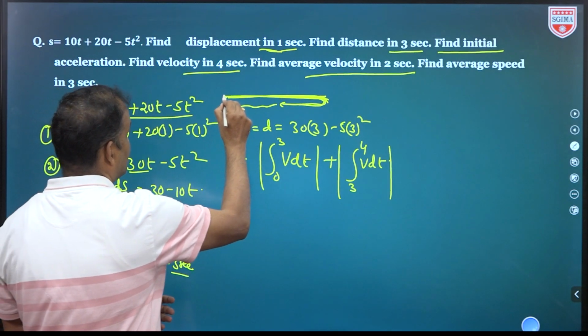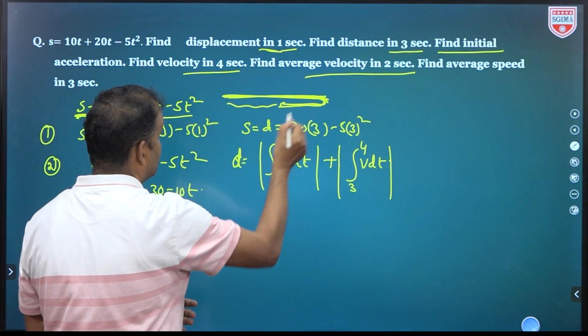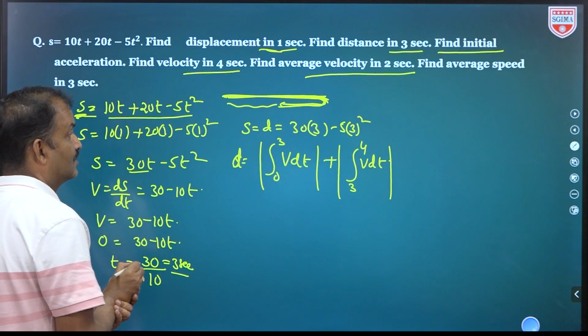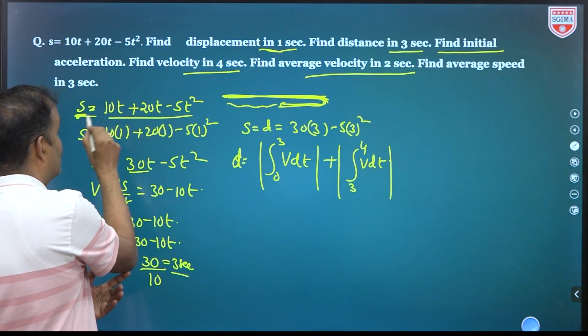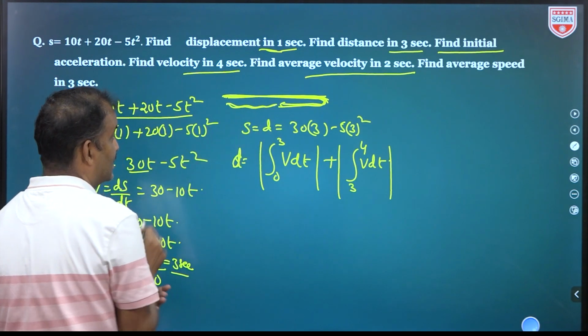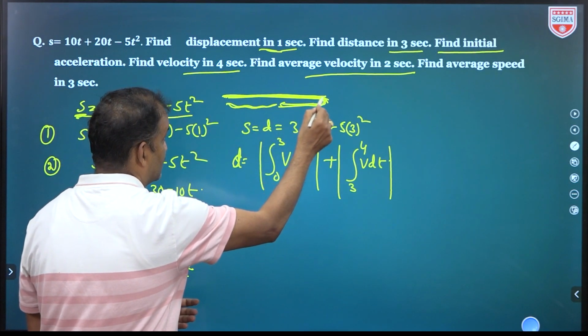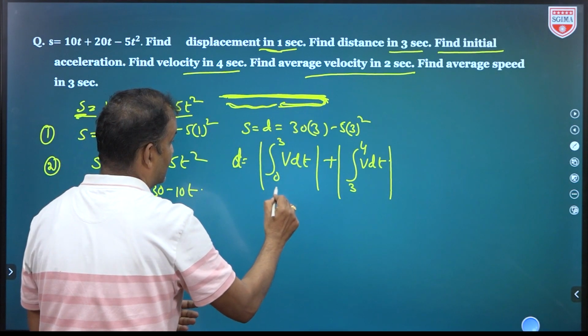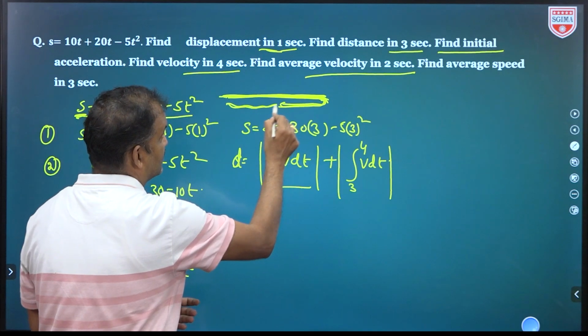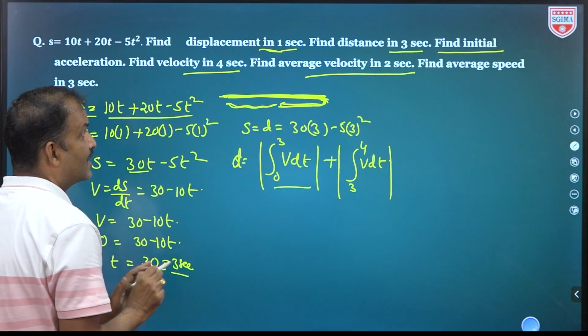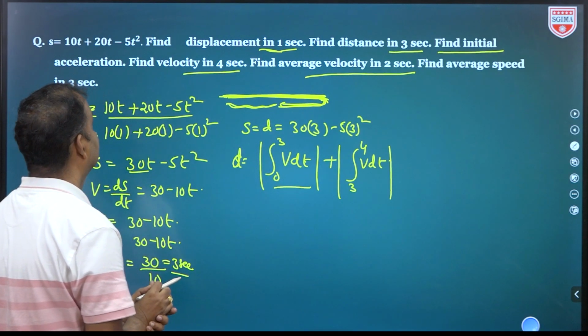At t equal to 3 seconds, no problem. At t equal to 4 seconds, it will reverse back. If you directly write 4 seconds, you will get the displacement only. To find this distance, first I calculated this distance, next this distance, if they are asking the distance at 4 seconds.